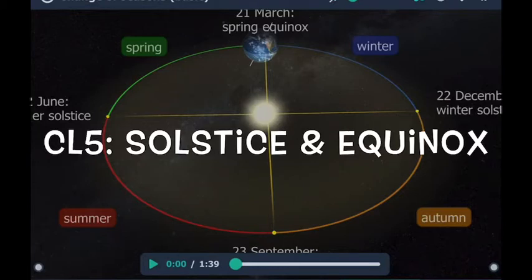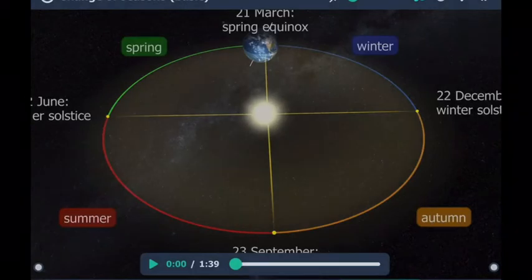Now, the solstices are of two types, summer solstice and winter solstice, and equinoxes are of two types, spring equinox and the autumn equinox. Summer solstice takes place on 21st of June, winter solstice takes place on 22nd of December, spring equinox takes place on 21st of March, and autumn equinox takes place on 23rd of September. So these are the 4 dates you need to remember, and you need to remember the 2 types of solstices and 2 types of equinoxes.